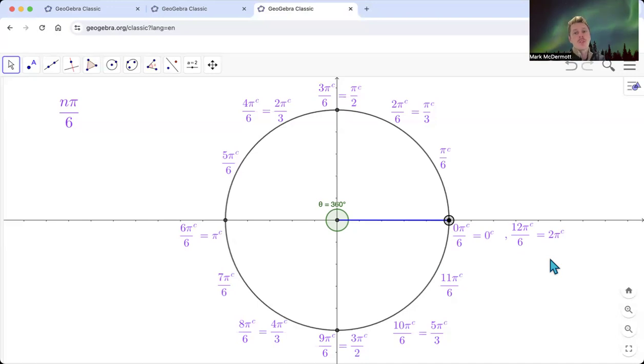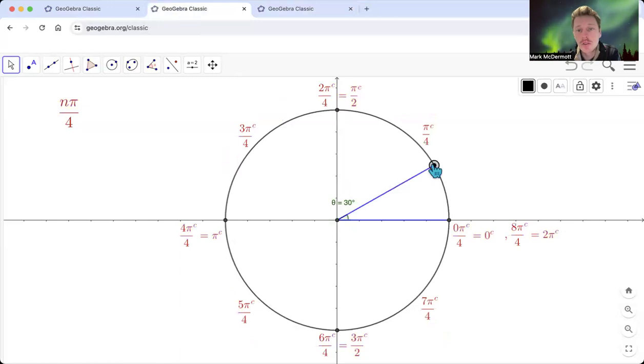So it's important to think about how we go around the unit circle. We're just using the fact that we're adding on groups of pi on 6 in this case, or in the previous example, we were adding on groups of pi on 4 as we go around the circle.